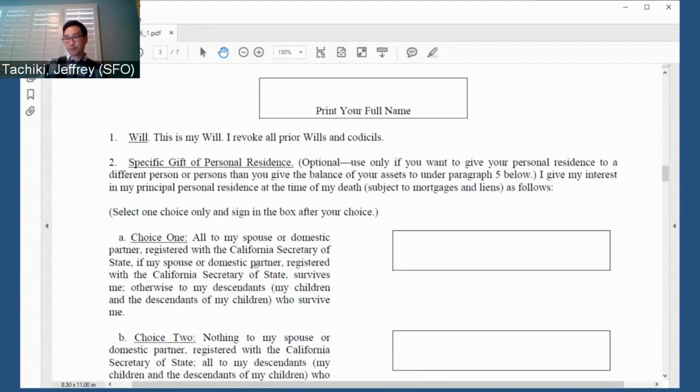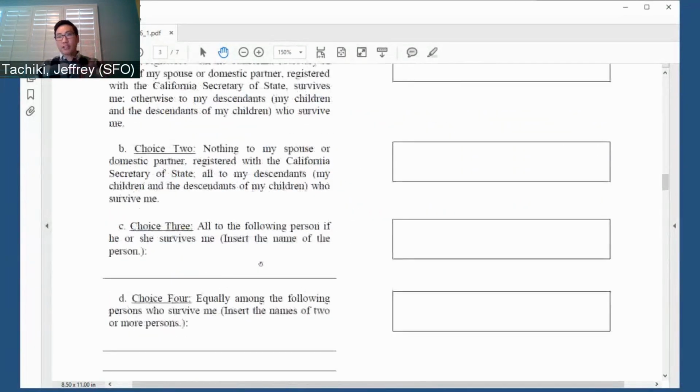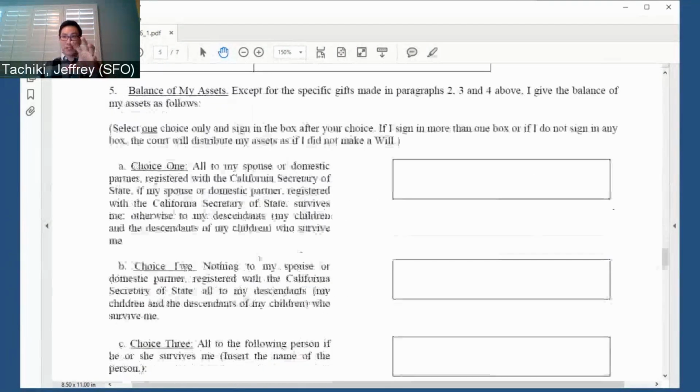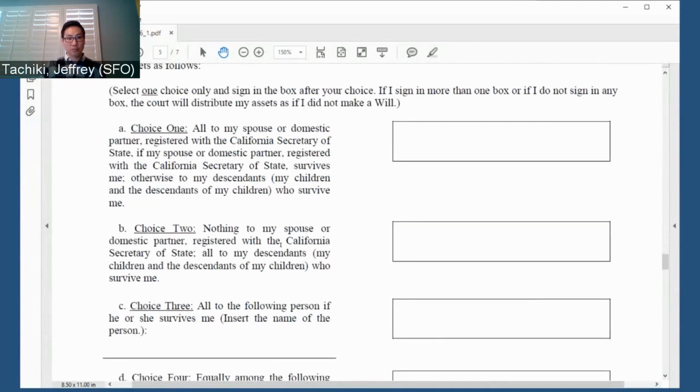Okay, so getting into this here, it actually is easier if we scroll down to section 5 and then work back a little bit here. From a simplicity standpoint, if you are married and going to leave everything to your surviving spouse, you will see here what you're going to do is sign these boxes that are off to the right here. If you were leaving everything to your spouse, then you would just sign in choice 1, that box there off to the right. And then likewise, if you were going to choose choice 2, nothing to my spouse and all to my children or my descendants, right? You would sign in box 2 there, or choice B.